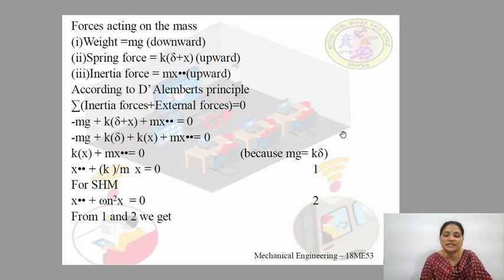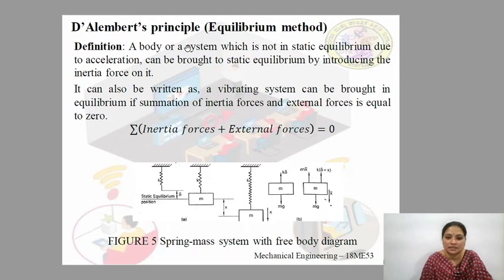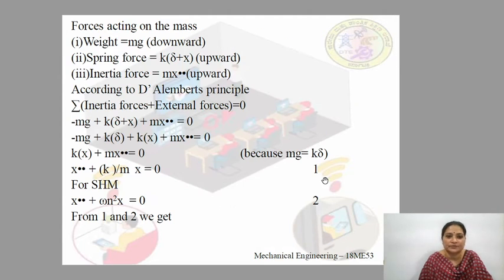Now, when we consider figure B, the forces acting on the mass are the weight mg, which is acting downward. Let me show the slide once again. The weight mg acts downward, and the inertia force and the spring force act in the upward direction. The spring force is represented as k into (delta plus x), and the inertia force is m x double dot, acting in the upward direction.